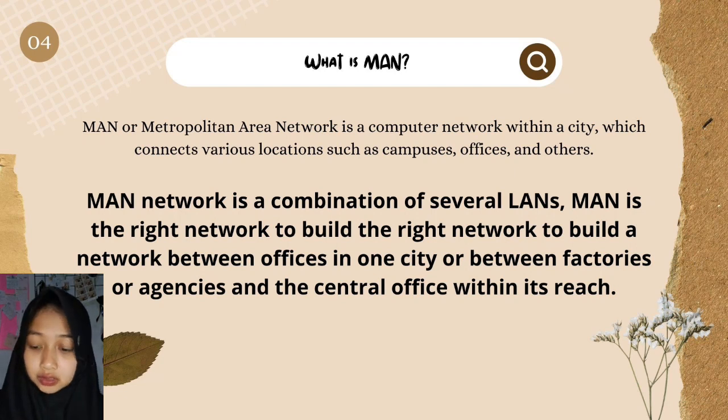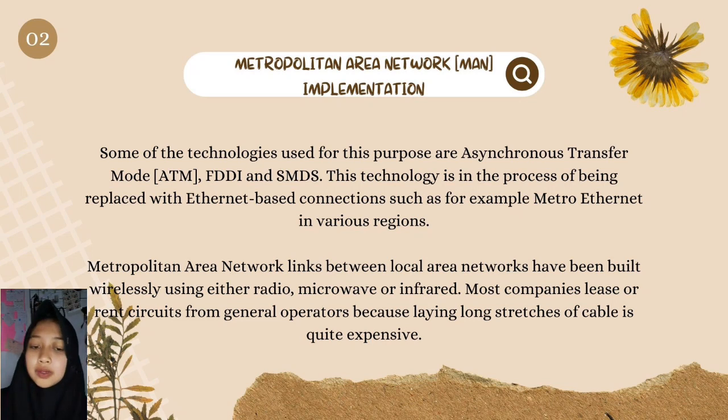MAN is used to build a network within offices in one city or between factories or agencies and the central office within its reach. Metropolitan Area Network implementation. Some of the technologies used for this purpose are asynchronous transfer mode or ATM, FDDI, and SMDS. This technology is being replaced with Ethernet-based connections such as, for example, Metro Ethernet in various regions.